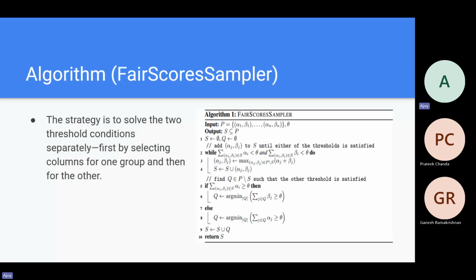So what we do next, when we have that S, we try to find Q such that the threshold that we have is satisfied. We are really selecting the maximum, which is given the maximum threshold. Sorry, maximum leverage score. So that is how it's working. And finally, we will just take the union of both S and Q that we have found.